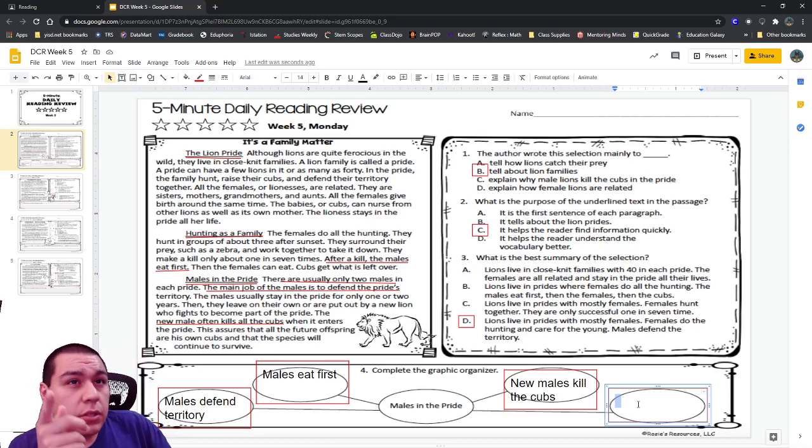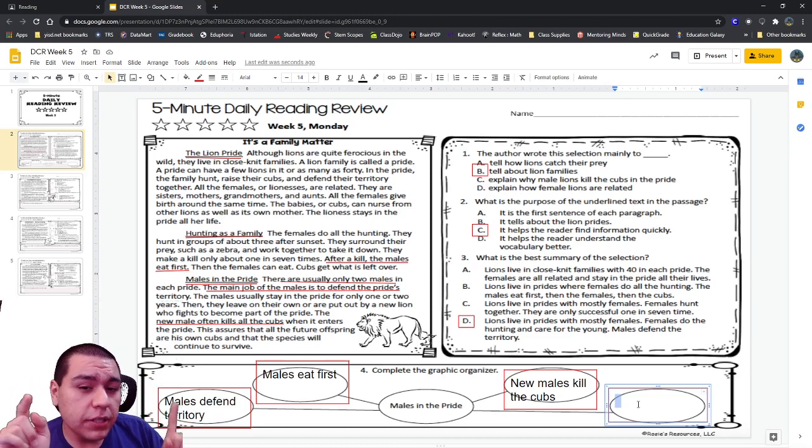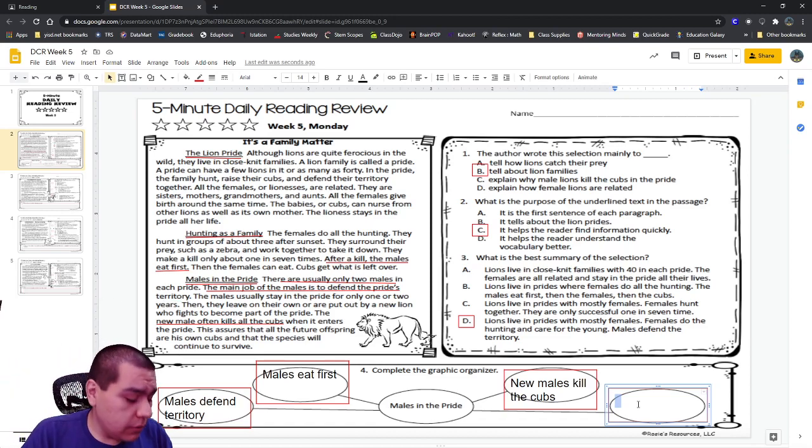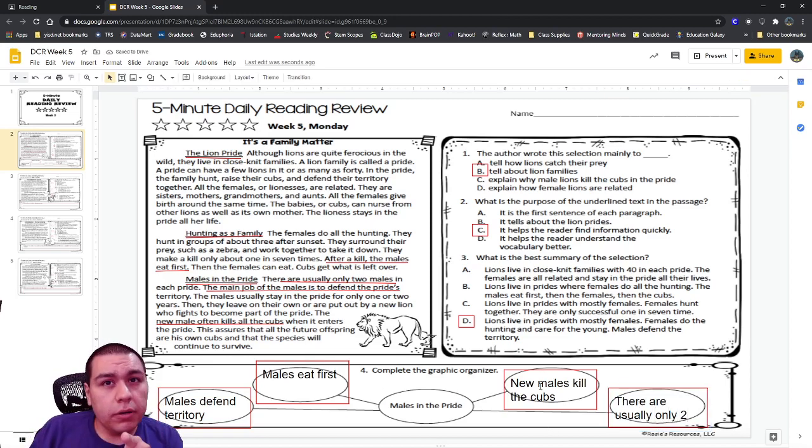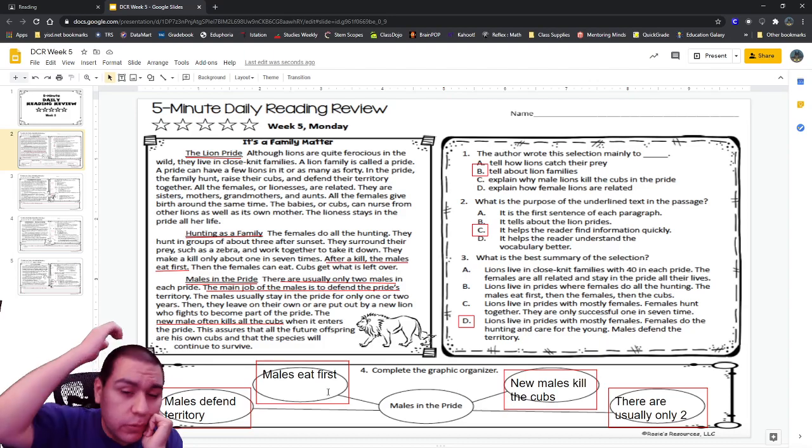Different. So you can see that even though they only gave us 4 circles, there was more than enough facts to fill in the circles. Which one did you find? I found that he doesn't kill the cubs that are. You're right. So part of this, that the new males will kill the cubs, they don't kill their own cubs. They kill the cubs from before.